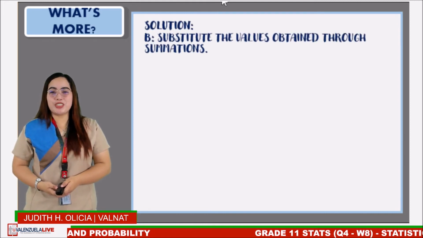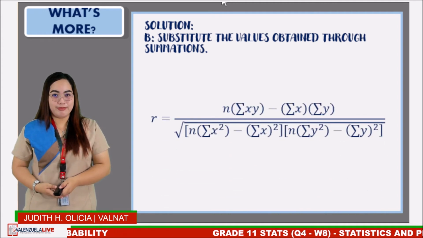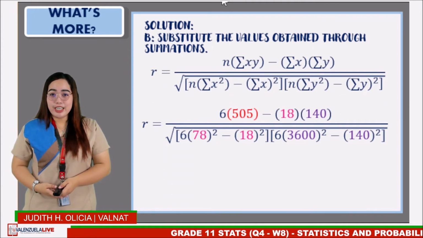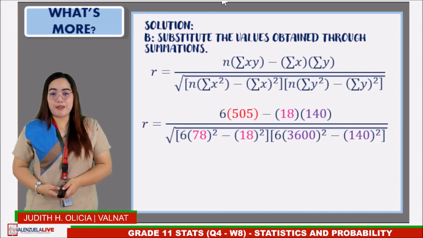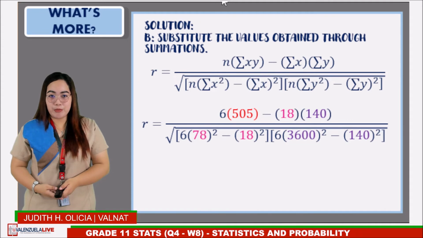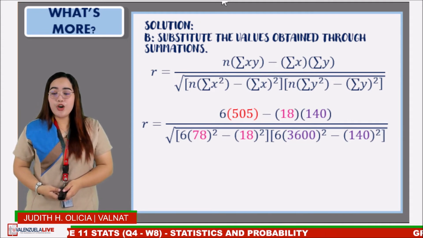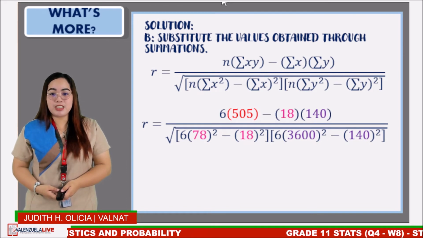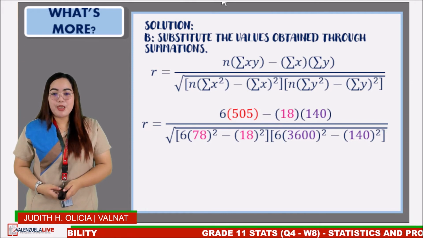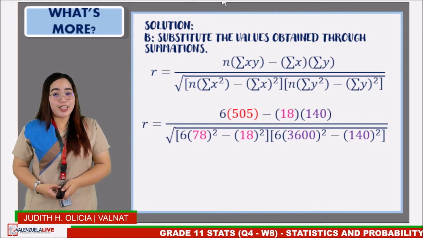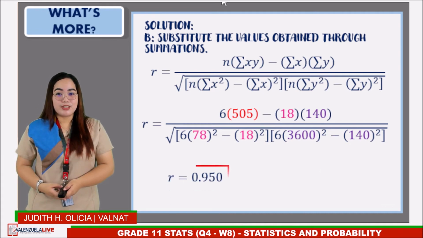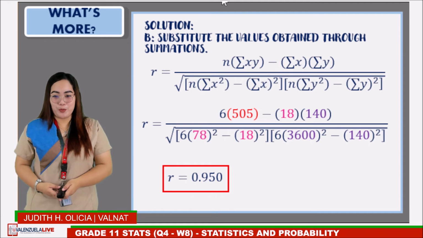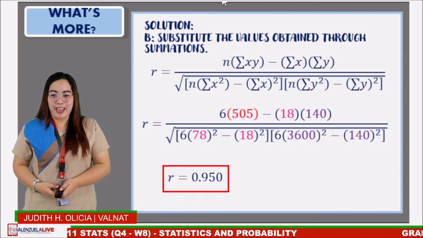Let us now substitute the given from the formula. So R is equal to 6 multiplied by 505 minus 18 multiplied by 140 all over the square root of 6 times 78 squared minus the square root of 18 multiplied by 6 times 3,600 squared minus the square root of 140. Performing the indicated operations, the answer would be 0.950.